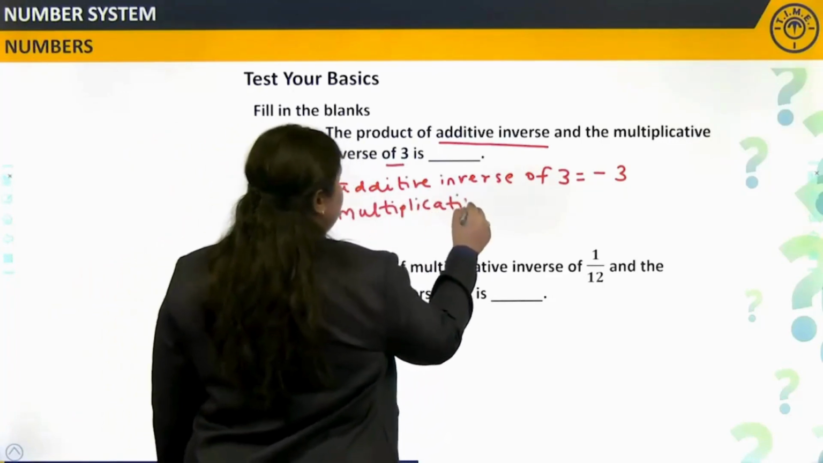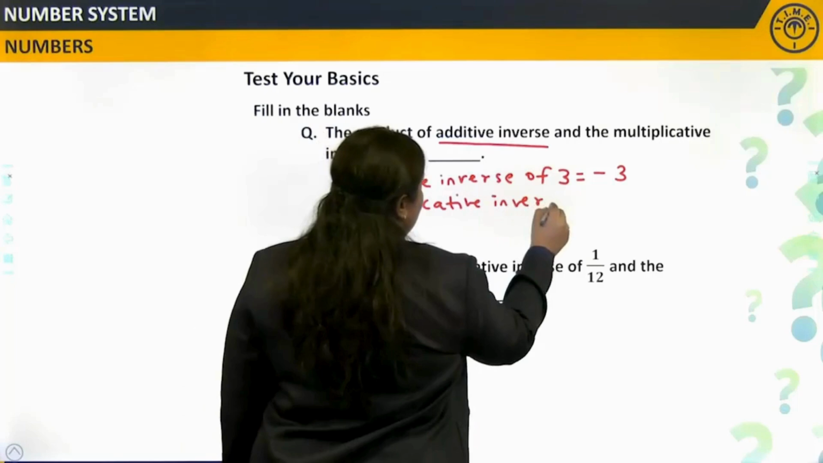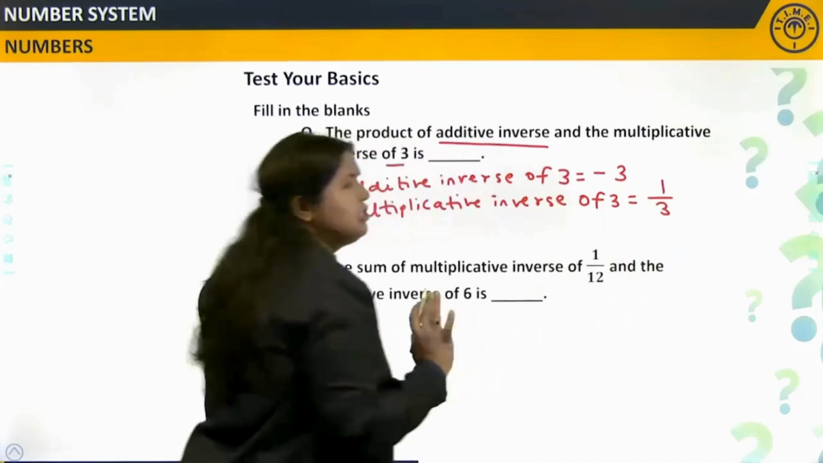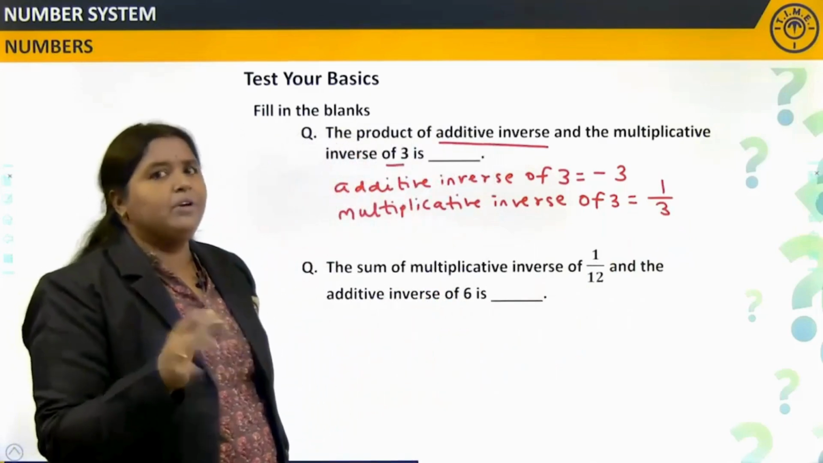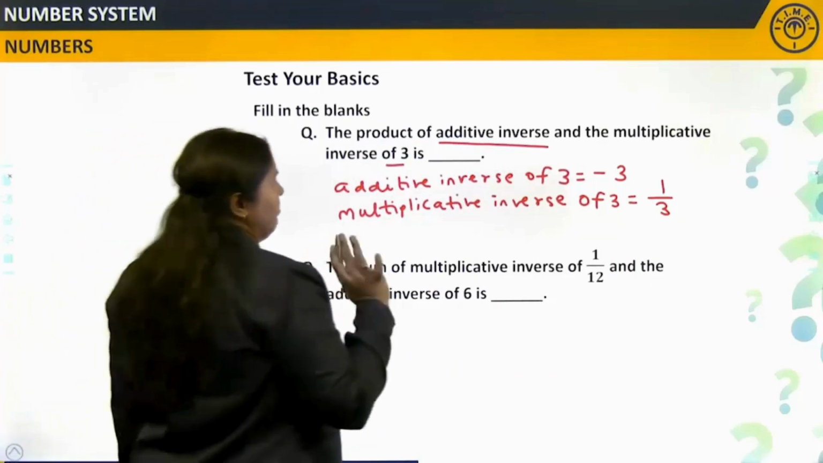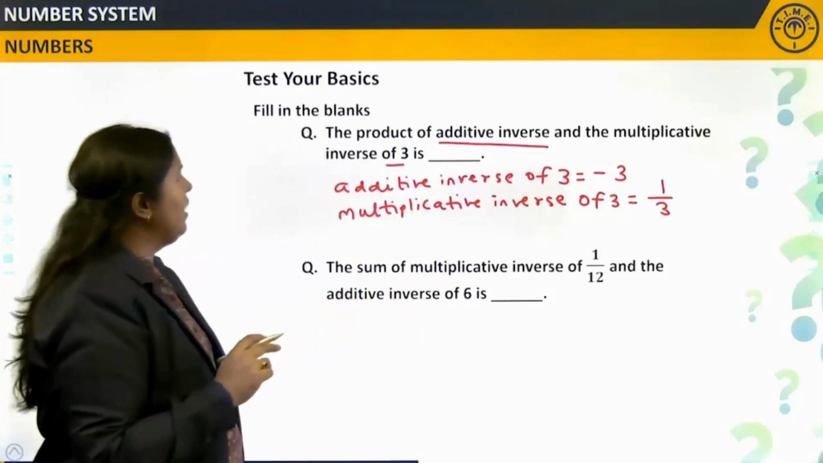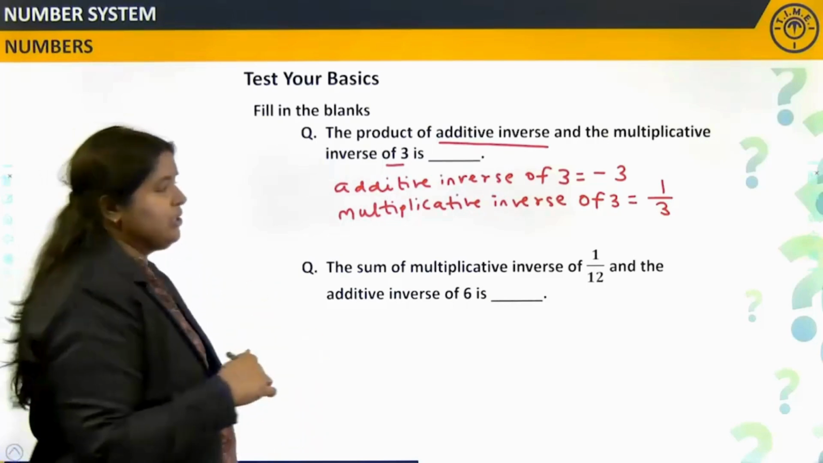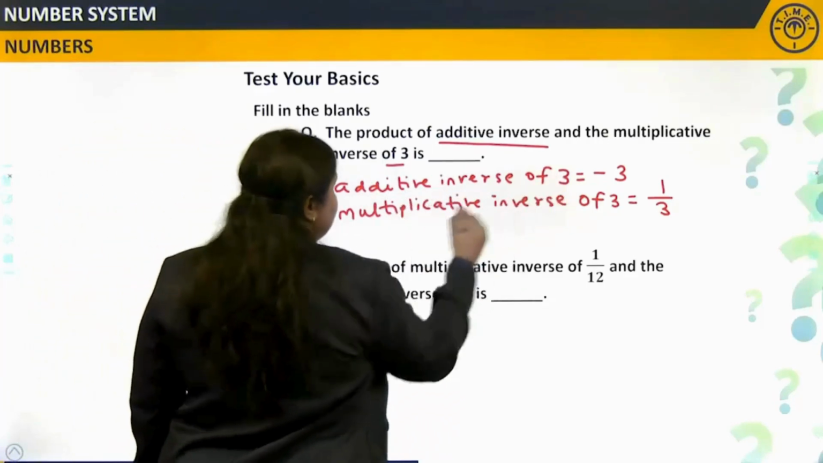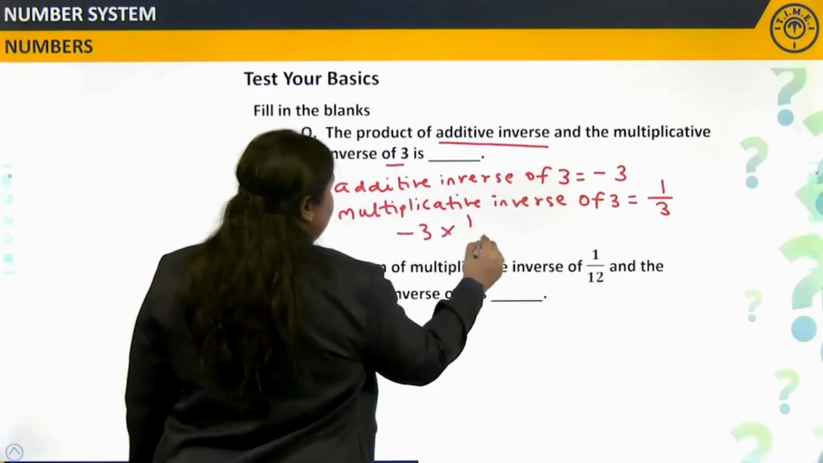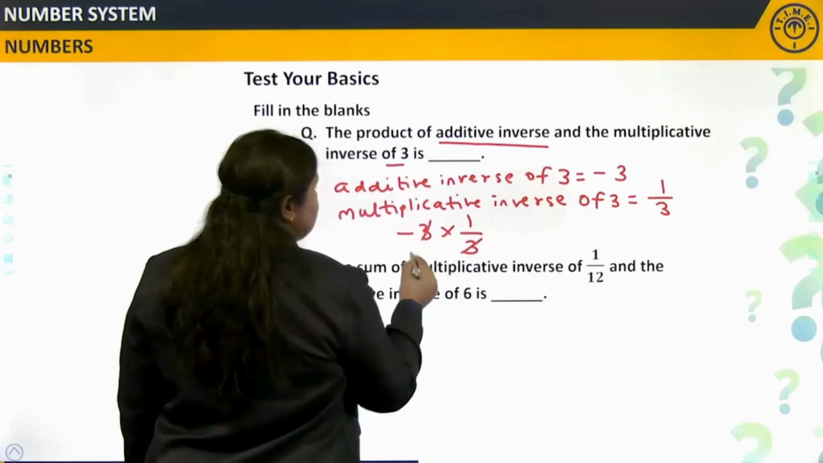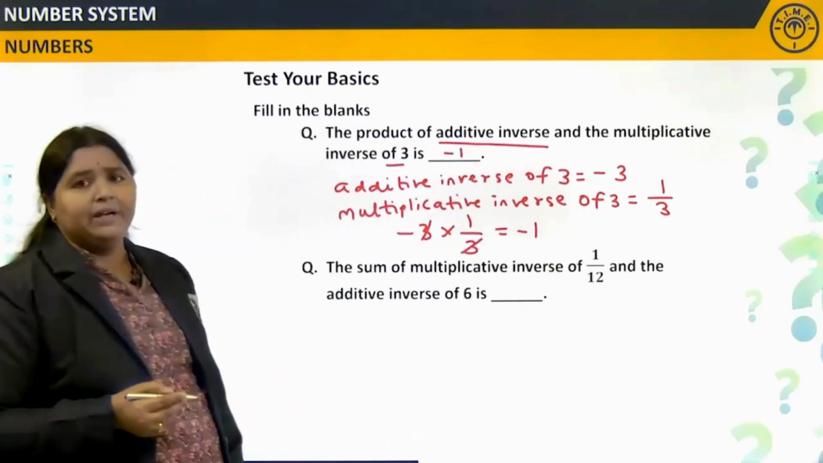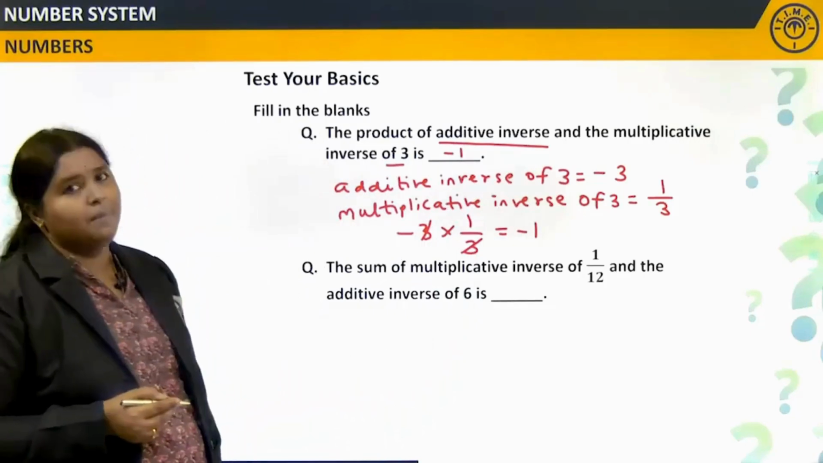Multiplicative inverse of 3. What should we do? We should take the reciprocal. Here there is no sign change. You have to just take the reciprocal of the given number. Now what are we supposed to find out? The product of the two. What is meant by product? Multiplication. Product of minus 3 and 1 by 3. 3 and 3 get cancelled. Minus 1 is the answer. So, the product of additive inverse and multiplicative inverse of 3 is minus 1.